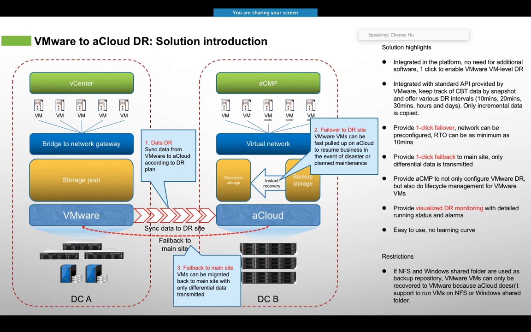There's only one restriction here, which is if NFS and Windows shared folder are used as backup repository for the VMware virtual machines, then the VMware virtual machines can only be recovered to VMware, because currently aCloud still cannot run VMs on NFS and Windows shared folder. Of course, those restrictions will be lifted when we have new versions, when we have solved those problems. But currently, please take note of these restrictions.